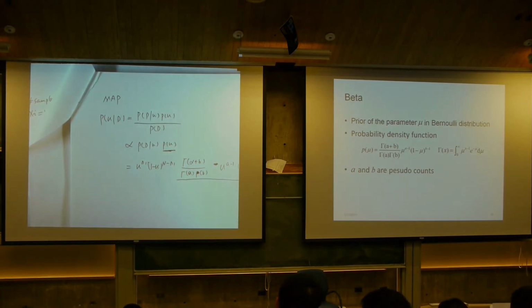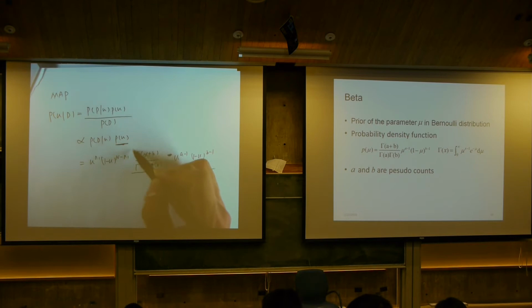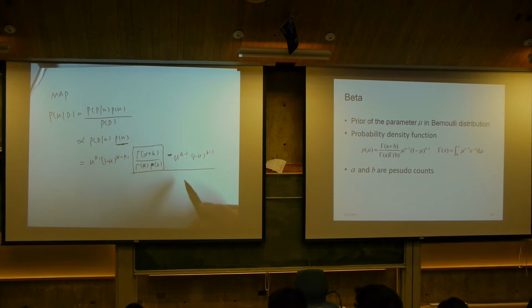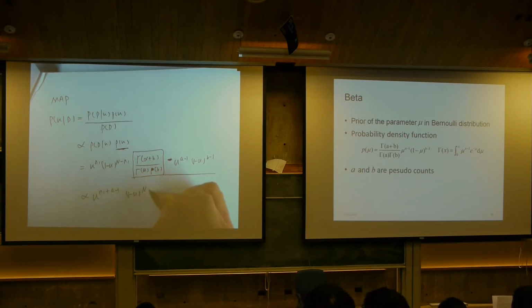This part is the definition of beta distribution. This part here, Gamma(A+B) over Gamma(A) multiplied by Gamma(B), is a constant. Because in this function we are interested in mu, all the terms that do not have mu are constants, so we can drop them, and then do some rearrangement.